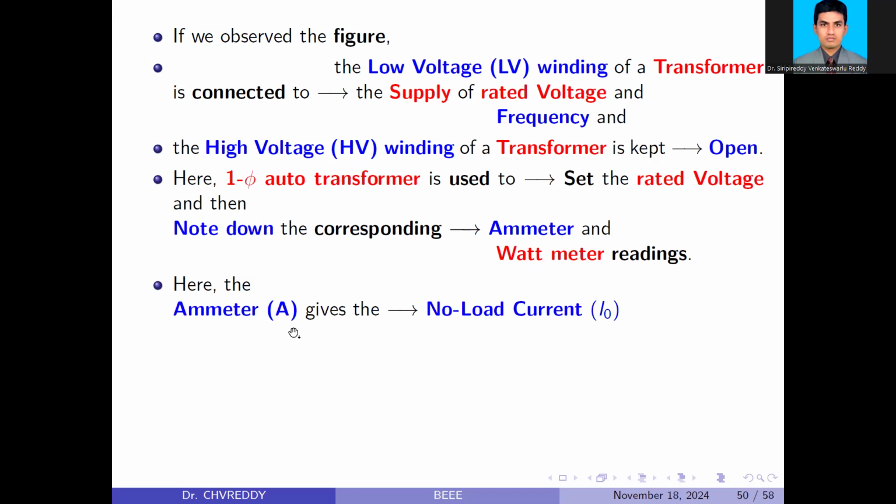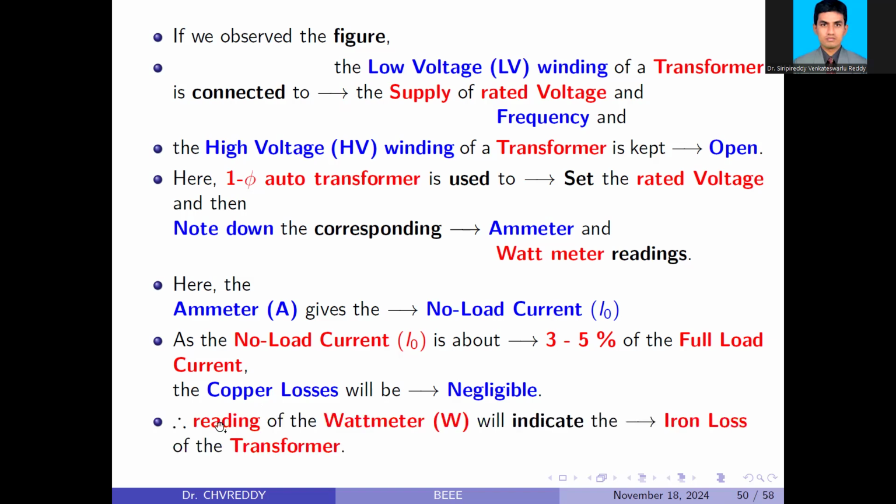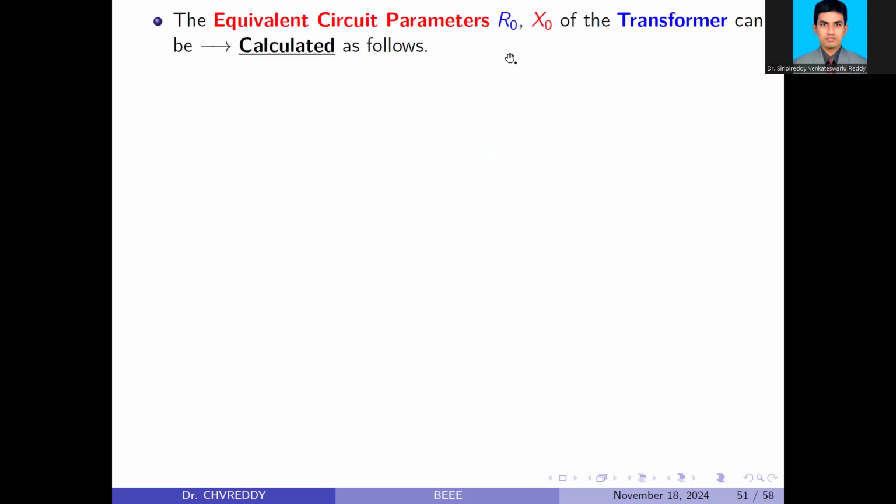Here the ammeter will give the no load current, indicated with I0, and the wattmeter indicates power. The no load current is about 3 to 5% of the full load current. The copper losses will be negligible because there is no load connected here. Therefore the reading of the wattmeter will indicate the iron losses of the transformer. So the equivalent circuit parameters R0 and X0 of the transformer can be calculated as follows.